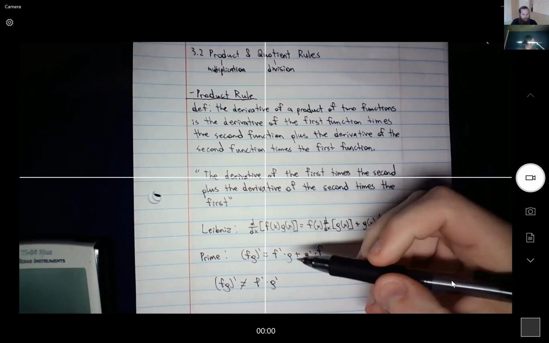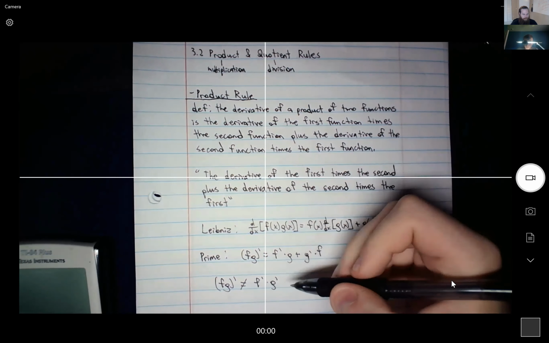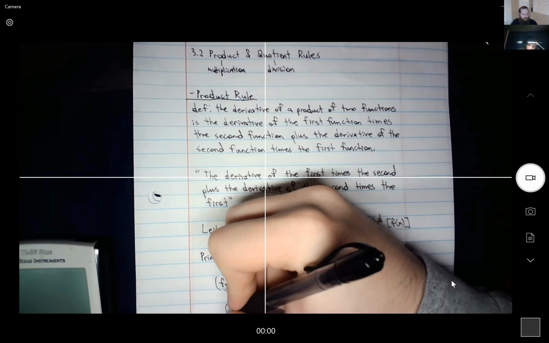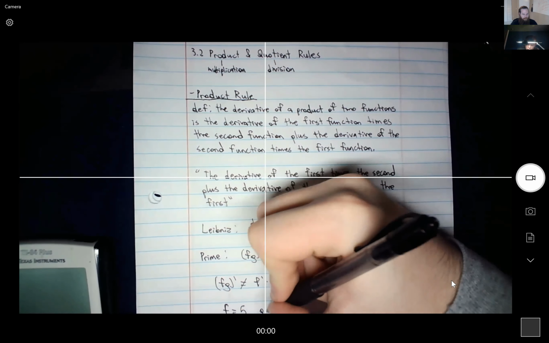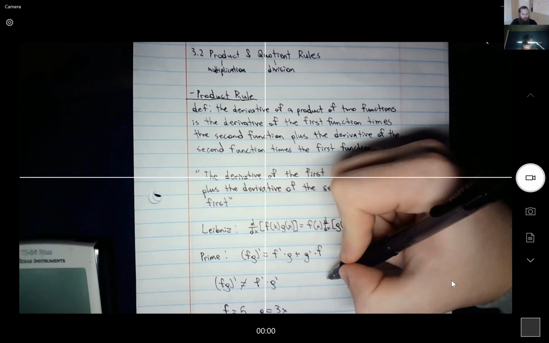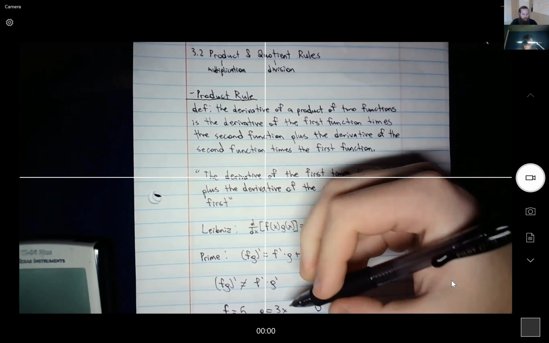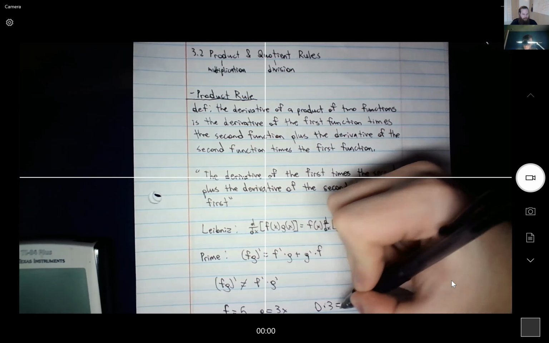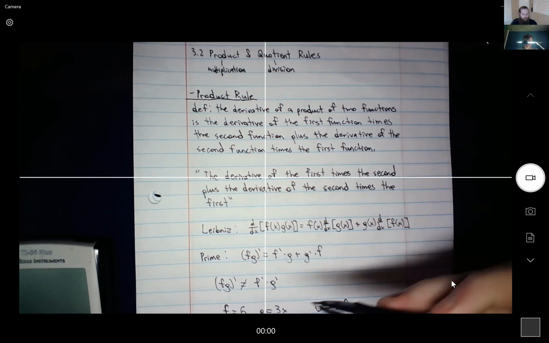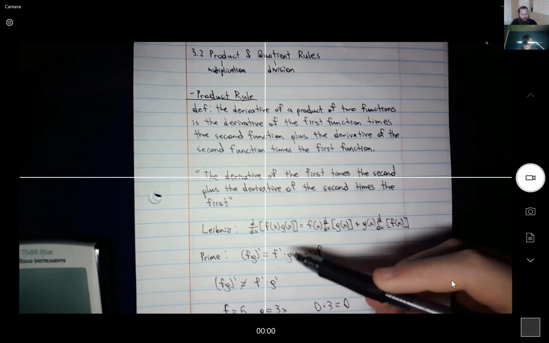It's because you have to treat this like a polynomial. If you just treated it like that, say f equals 5 and g equals 3x, the derivative of f would always be 0, and the derivative of g of x would be 3. And so every function times a constant would always be 0, because the derivative of a constant is 0. So that's why it's like that.